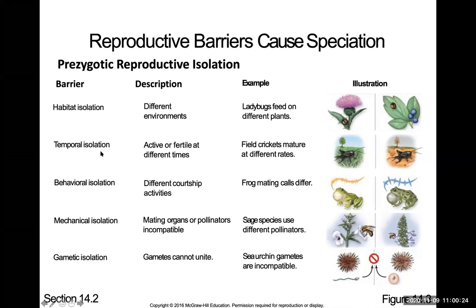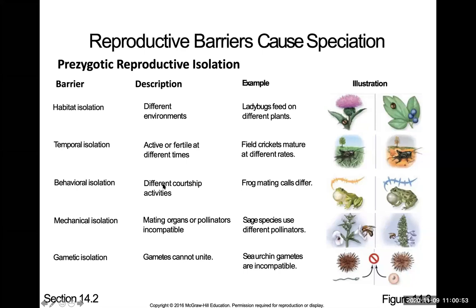Temporal isolation means being active or fertile at different times. So there's this cricket, maybe it's active or fertile during spring, and then another one during summer. So they are fertile at different times of the year, or it can be during the day. Maybe one is active at night and the other during the day. So that's temporal isolation.